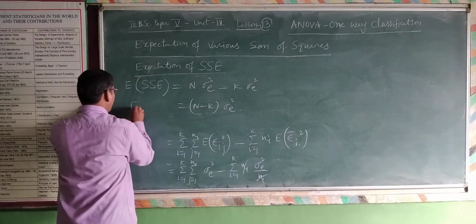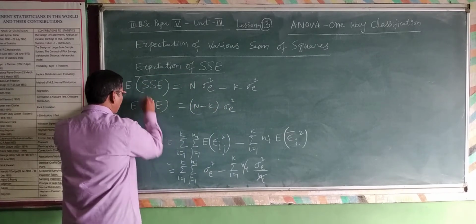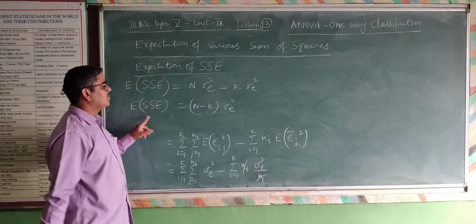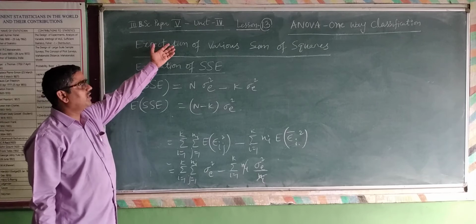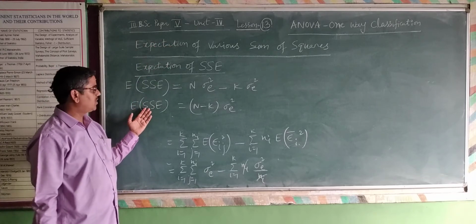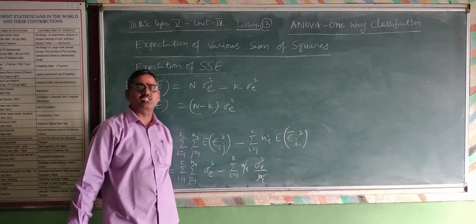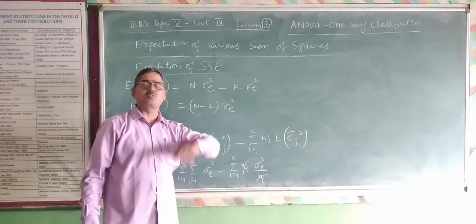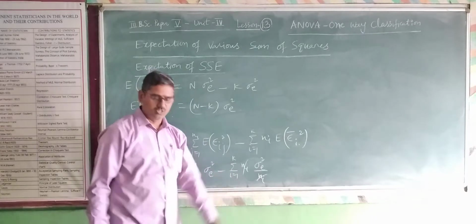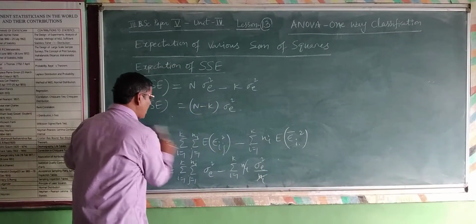What is this? Expectation of SSE, the sum of squares due to the error. Among the expectations of the various sums of squares, expectation of SSE is equal to (n minus k) into sigma square e. But of course, now further we are calculating the expectation of the mean sum of squares, that is, the mean sum of squares for error.